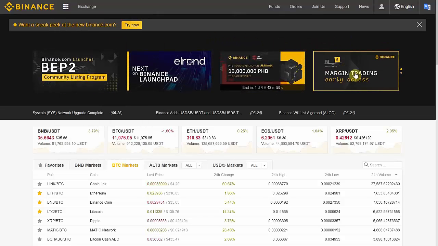And yeah, there's the margin trading too, that they're actually inviting people to take part in. If you're starting out, please don't mess around with margin trading. Yep, that's it. So let's go ahead and try Binance 2.0.